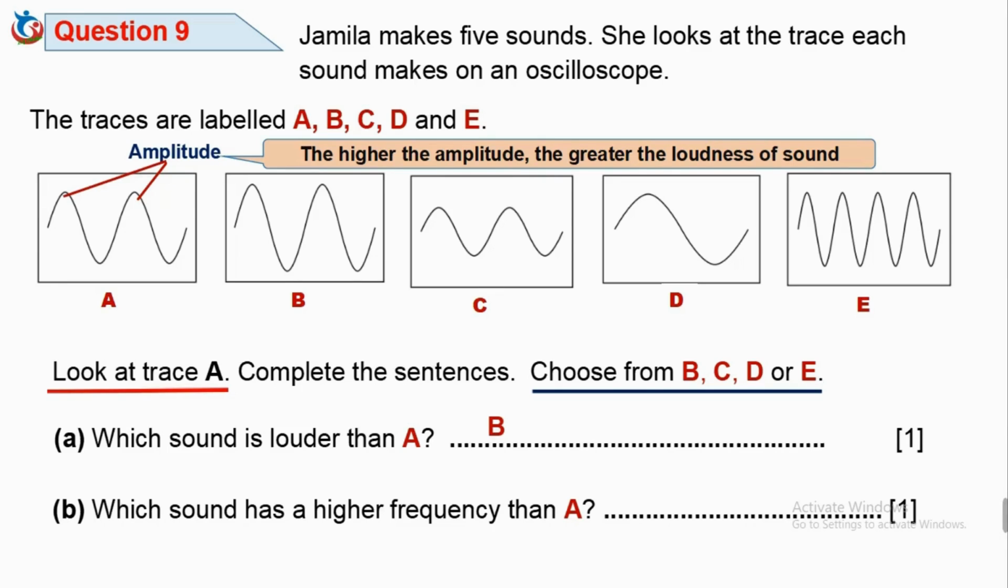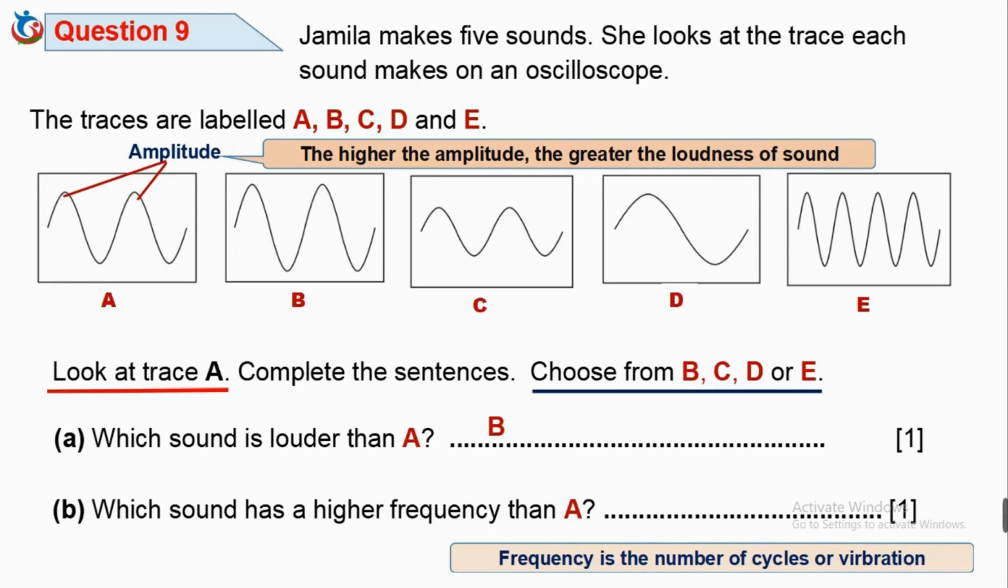Question 9b. Which sound has a higher frequency than A? To answer this question, it will be good to know what frequency is all about and derive the frequency for each trace. So frequency of a wave refers to how often the particles of the medium vibrate when a wave passes through the medium. It is measured as the number of complete back and forth vibrations of a particle of the medium per unit of time. So back to trace A.